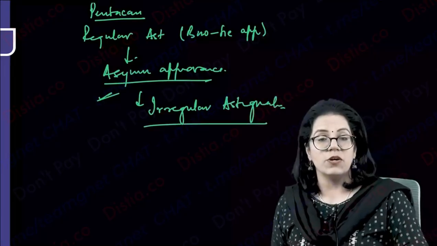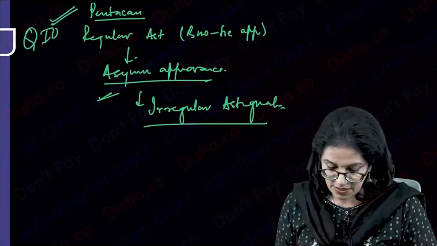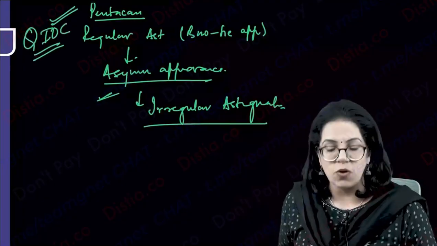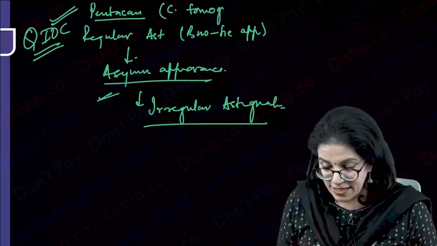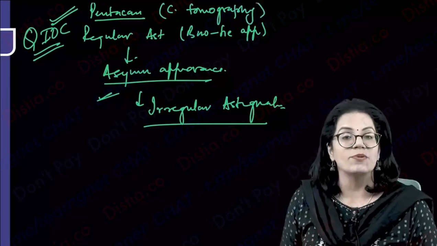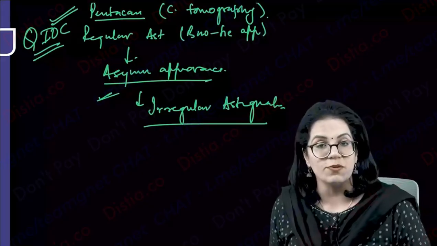Of course, what is the investigation of choice? It has to be Pentacam, please. Always answer this: corneal tomography, to be very accurate, where you are getting a 3D image of both anterior and posterior surface so that we are able to see the early changes of the posterior surface.